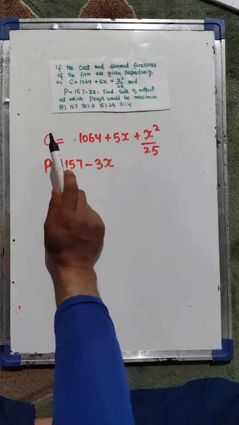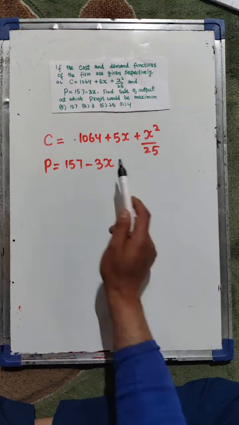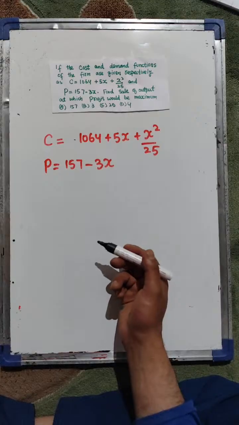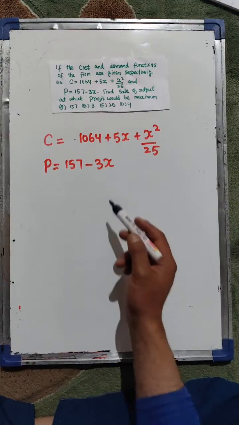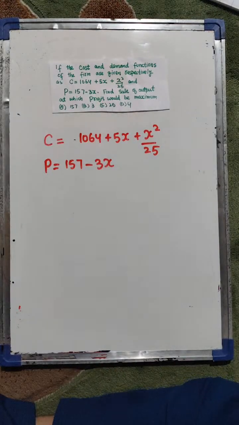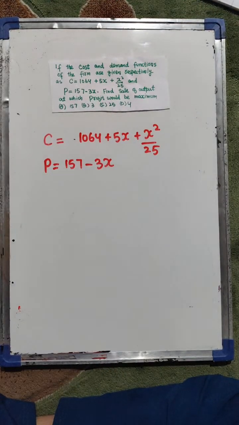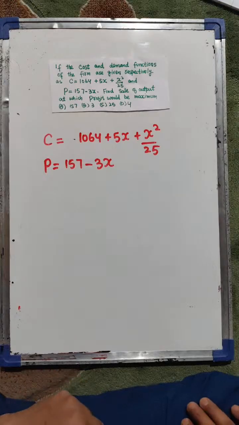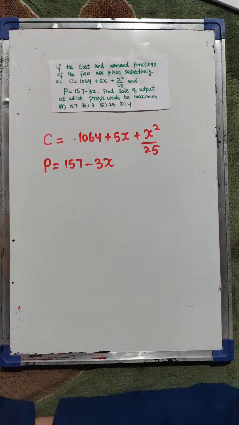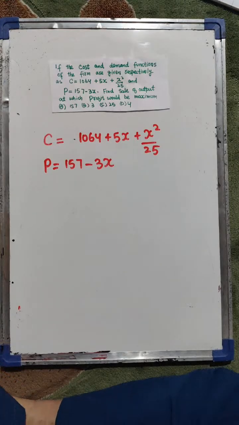Nonetheless, we have this cost function, this demand function. We need to find out the price at which profit would be maximum. Options are 157, 3, 25, and 4. Let me see if any of you can answer this question, then I will solve it. I'm waiting for your response.